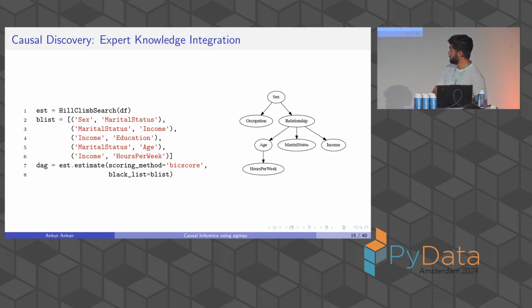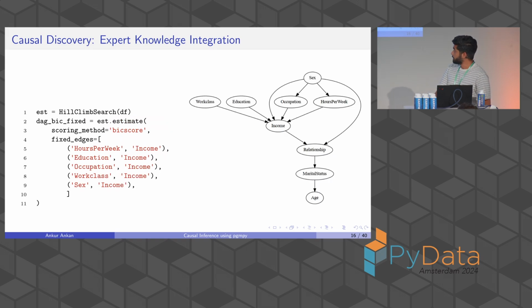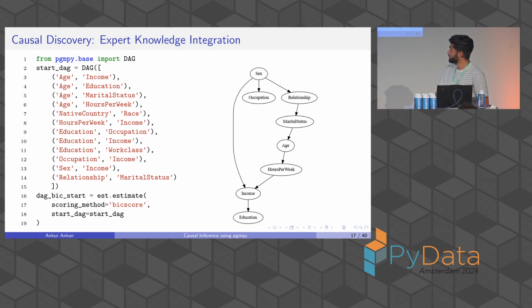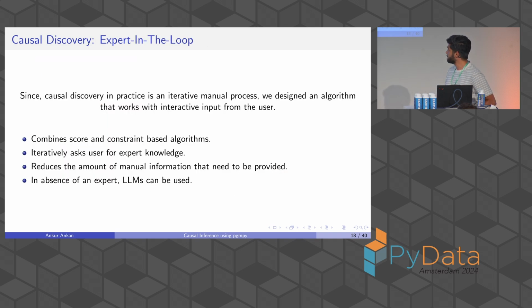Just to show some examples, this is specifying blacklisted edges, so the algorithm doesn't consider those when constructing the graph. Then there are fixed edges, so we can make sure that those edges end up in the final graph, and providing an initial starting point for the optimization. This seems like a lot of manual work, and even after specifying all that, we don't always get to a correct graph.